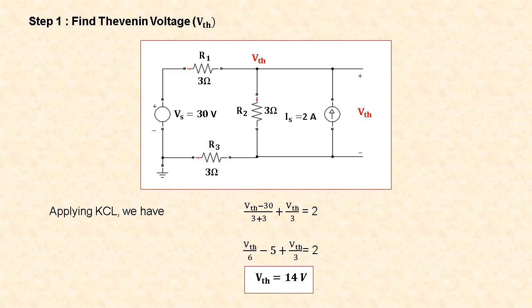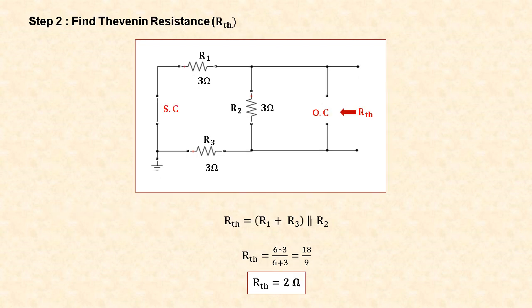Here the entering current is 2 amps and the leaving currents are (VTH minus 30) divided by (R1 plus R3) plus VTH by 3. Now VTH by 6 minus 30 by 6 plus VTH by 3 is equal to 2. So moving minus 5 to our right hand side, we have VTH by 6 plus VTH by 3 is equal to 7. So simplifying, we have VTH is equal to 14 volt.